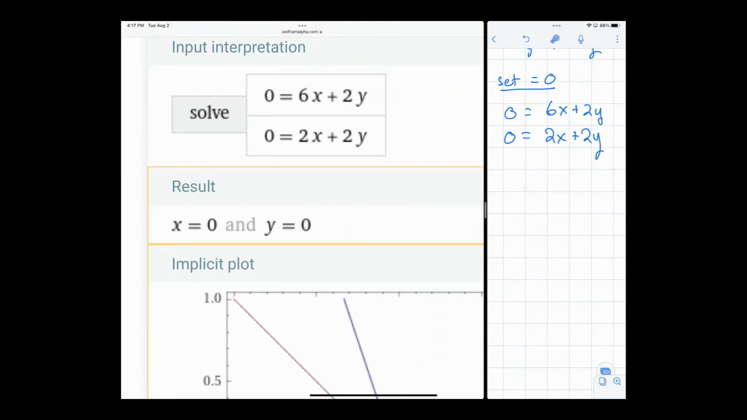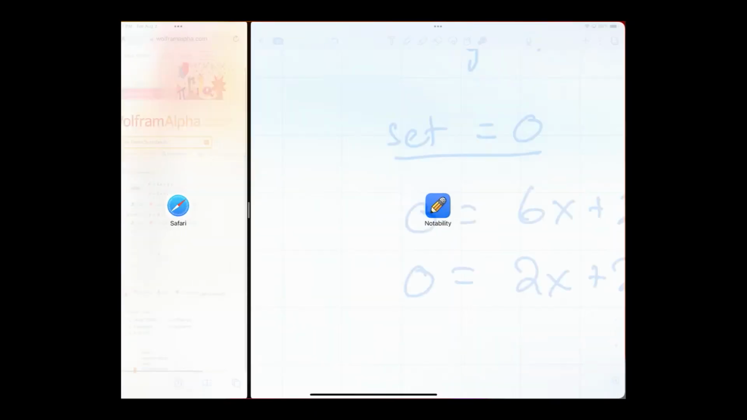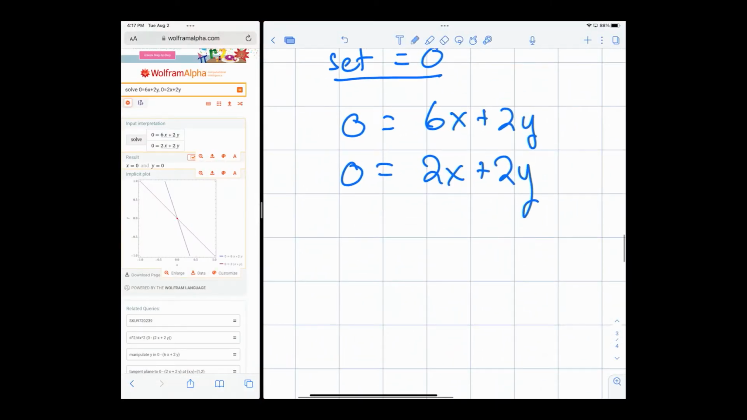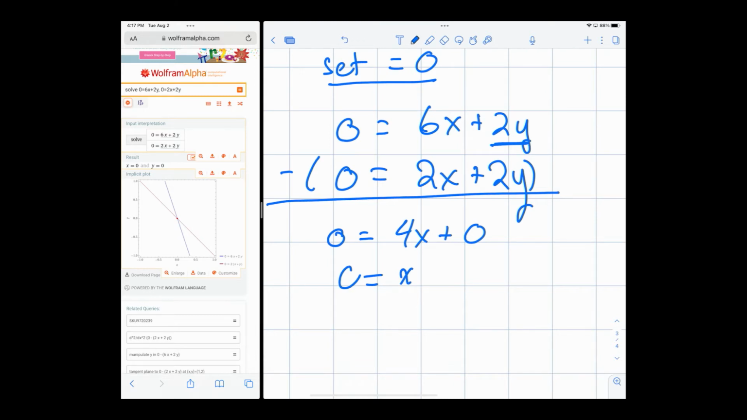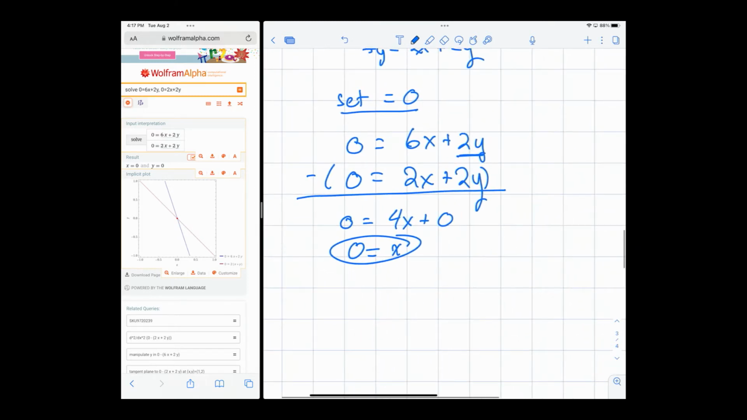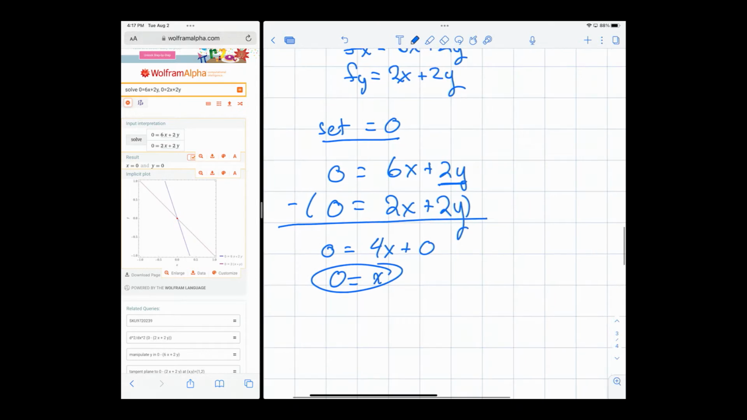Very simple. But if you did want to solve it by hand, then you can solve this with any appropriate method. So what I would do is say, well, I just noticed that there's a 2y and a 2y, so how about I just subtract these two equations and I get 0 equals 6x minus 2x, which is going to be 4x, and the y's cancel. So then you get x equals 0. And then once you have x equals 0, you plug that back into either equation.